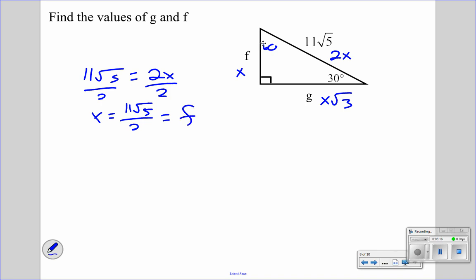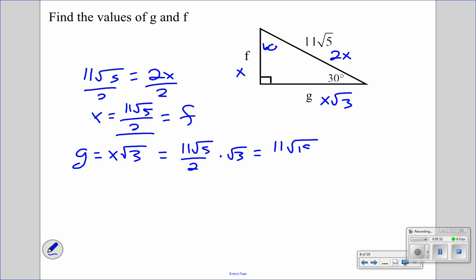And then we're looking for our g value. g is simply x times the square root of 3. So we just plug in this for our x. So we get 11 times the square root of 5 over 2, times the square root of 3, which is 11 times the square root of 15 over 2. And that is our g value.